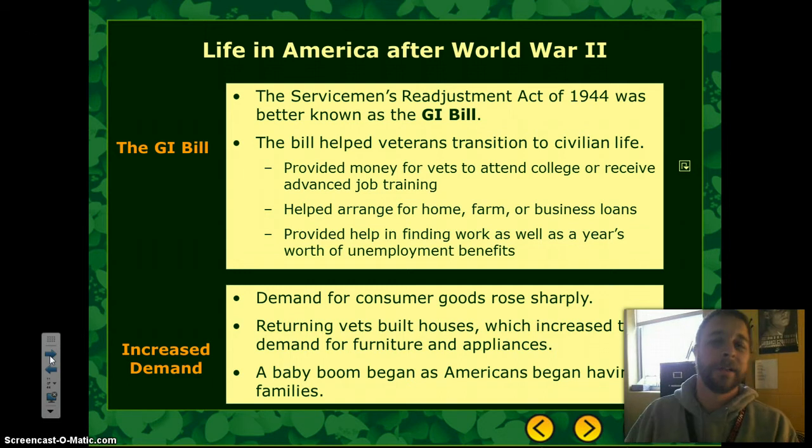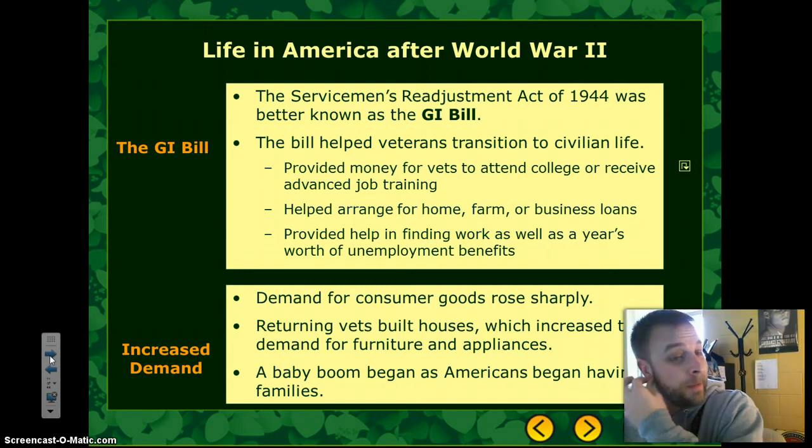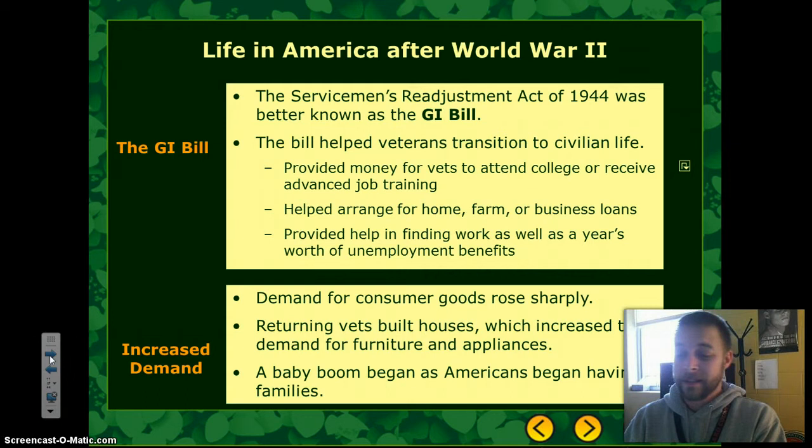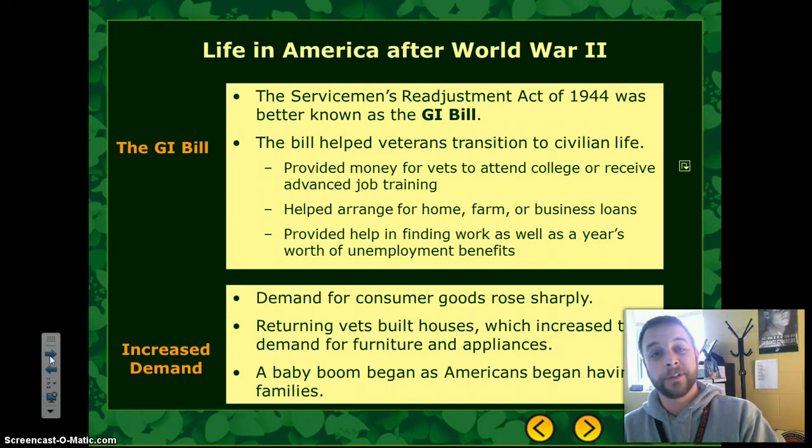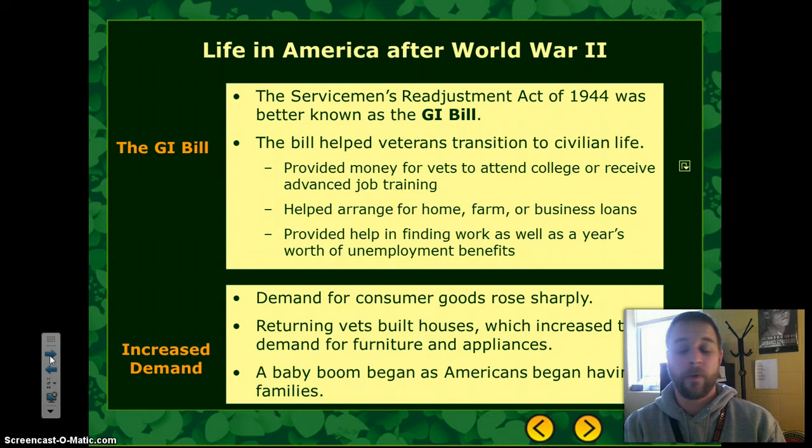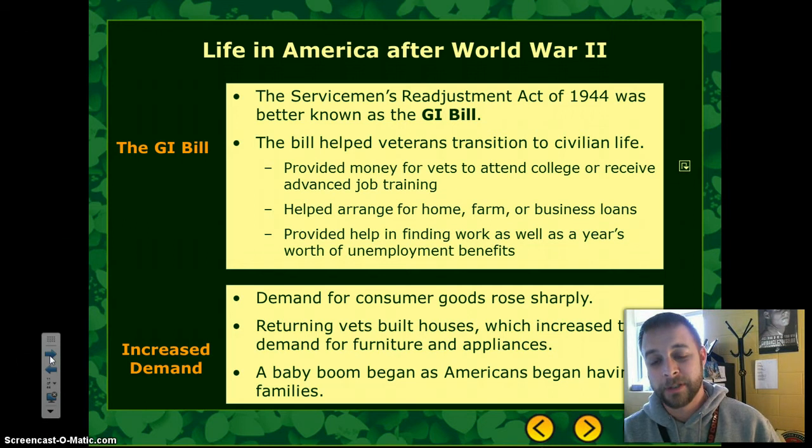And also, obviously these servicemen return home. They marry their sweethearts, and they do what husbands and wives will do, and you have a baby boom. From 1945 to 1960, you have the largest increase in American population in history.